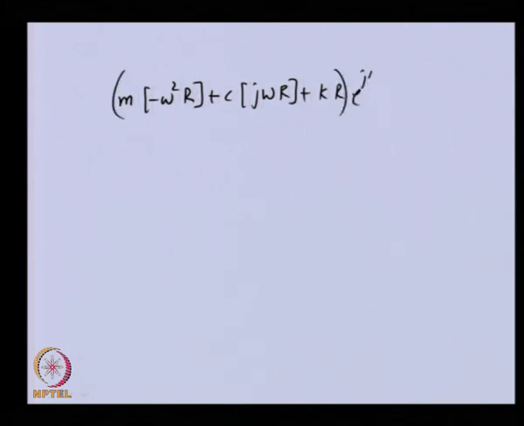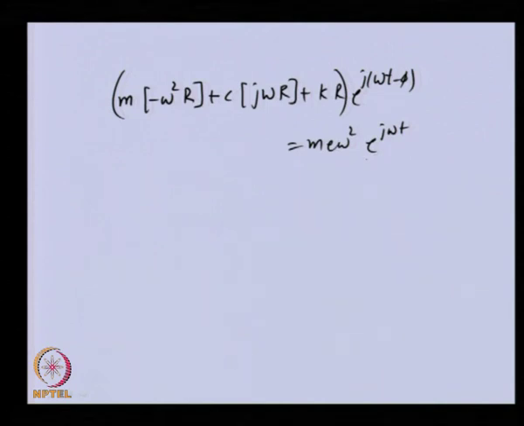If we substitute, we will get an equation of this form: m times minus omega square R, I am taking some of the terms common, plus c j omega R plus k R. I have taken e^(j(omega t minus phi)) as common, and that is equal to, on the right hand side, what we obtained earlier, m e omega square e^(j omega t). So, this was from the unbalanced force.